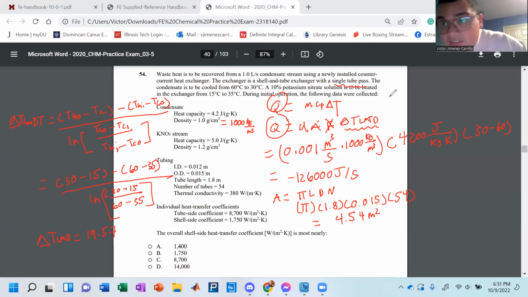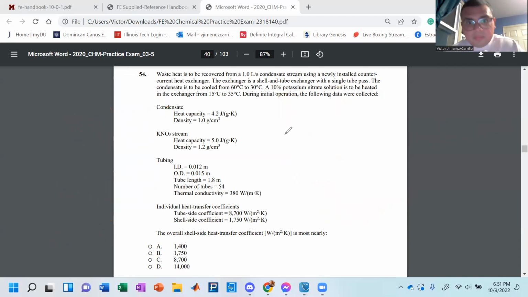Okay, now we have everything we need. We have Q, we have A, F is equal to 1 because it's a single tube pass. Log mean temperature difference is calculated. I'm going to clear the screen. We have all our numbers, and you saw where we all found them. Rewind if you need to. Now, we're going to solve for U. And that's easy. U is equal to Q divided by A F log temperature difference. That's what that is. We calculate everything.